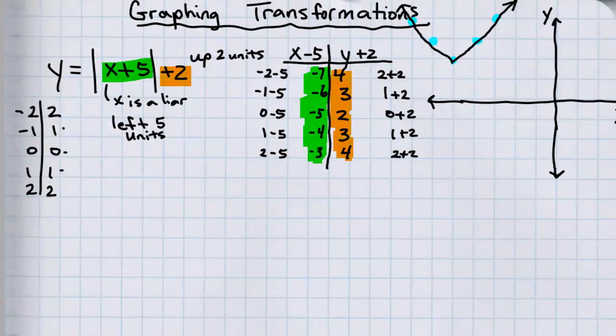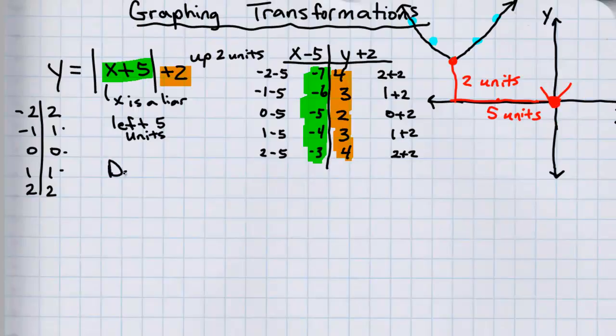And if I looked at the original parent function point, and we know it started right here, we could see that it moved left 1, 2, 3, 4, 5. So it moved left 5 units. And it moved up to this point 2 units. So the original was right here and it moved. So this is what I was talking about being my starting point.